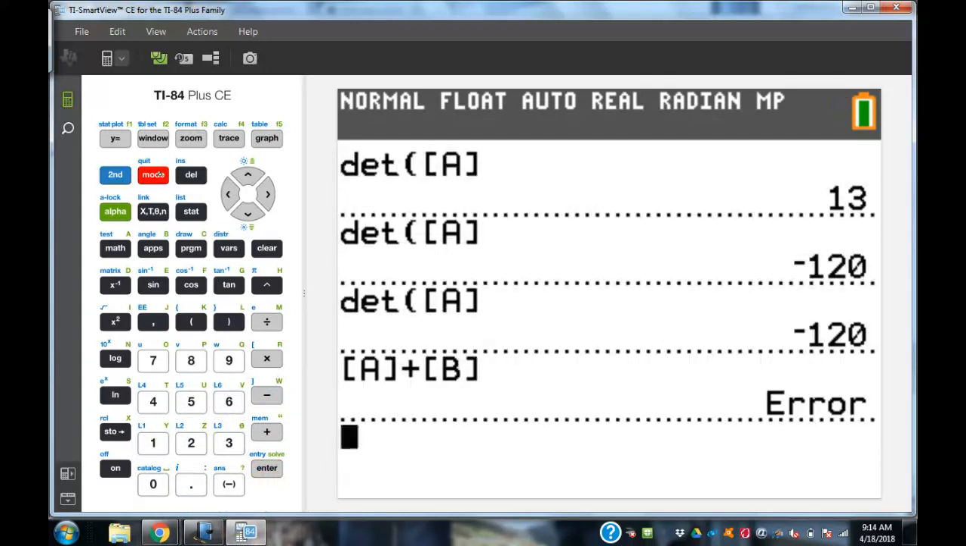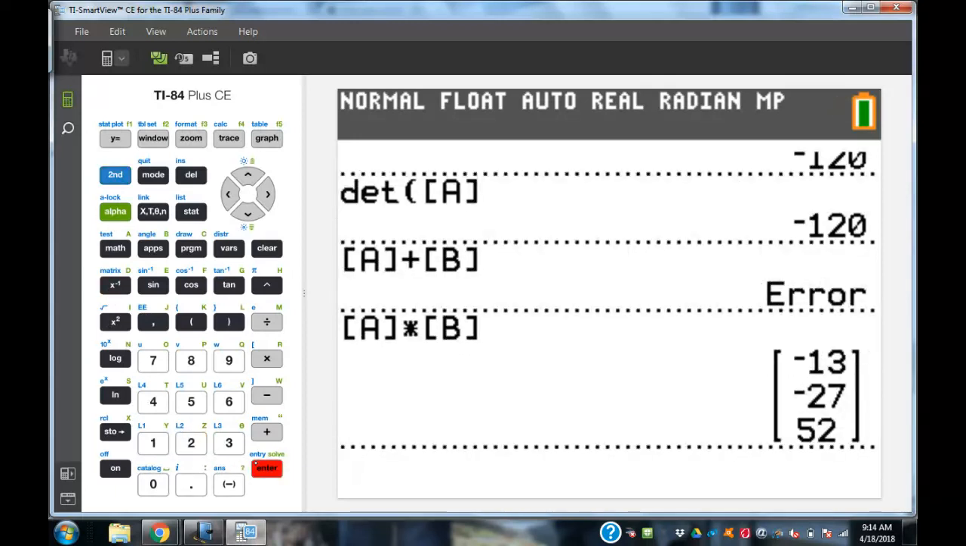So you put the matrices in there, and then you're just going to say matrix A times matrix B. And there we crank out that matrix.